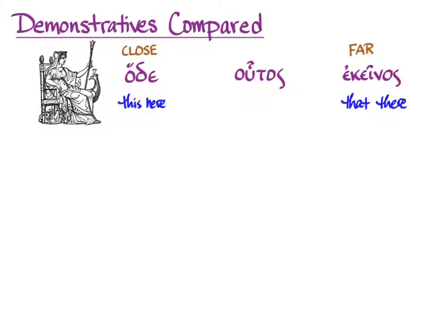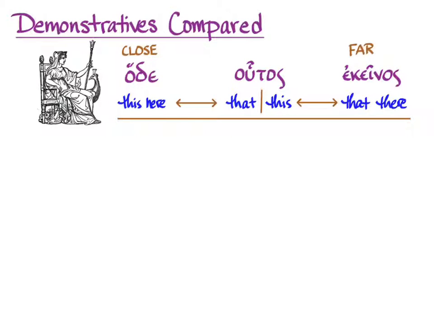Then houtos comes in between. If you are using it in a context with hode, it's farther away from the speaker than hode. And so if it's with hode and you're using houtos as well, hode will mean this and houtos will mean that. But if you're using houtos in a context with ekeinos, then ekeinos is farther away and houtos is closer, and houtos will mean this in relation to ekeinos's that. So that's one way to think about the three different demonstratives.